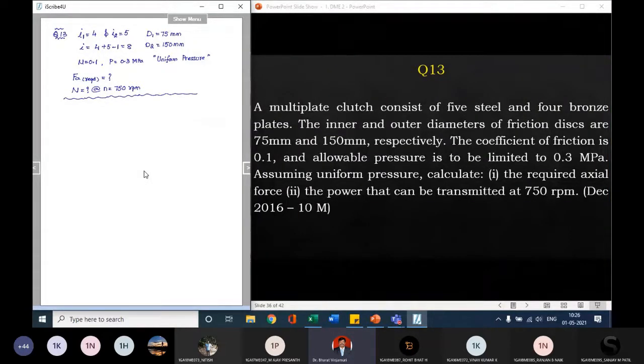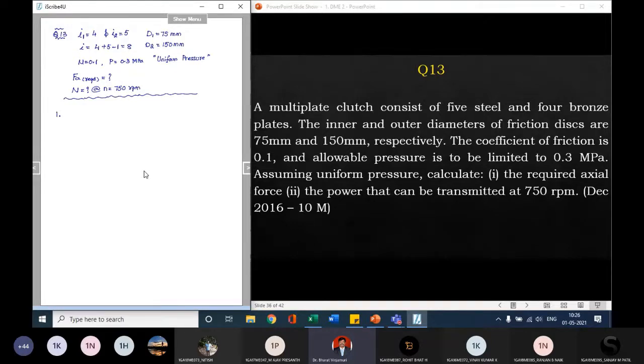So to this one, once again, now try to listen, guys. The theory till now we have done is the uniform wear theory. Now we will be working on the uniform pressure theory. It is a multiple disc clutch. Now how do we start this numerical as usual? We start with DM always.